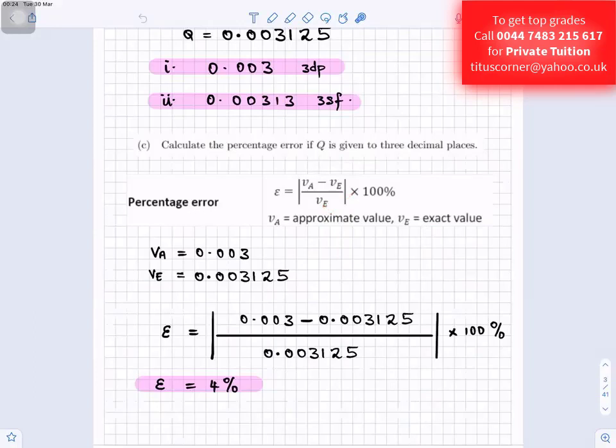So your approximate value is 0.003. Your exact value is 0.003125. So you subtract them, divide by the exact value, times 100%. That gives you 4%.